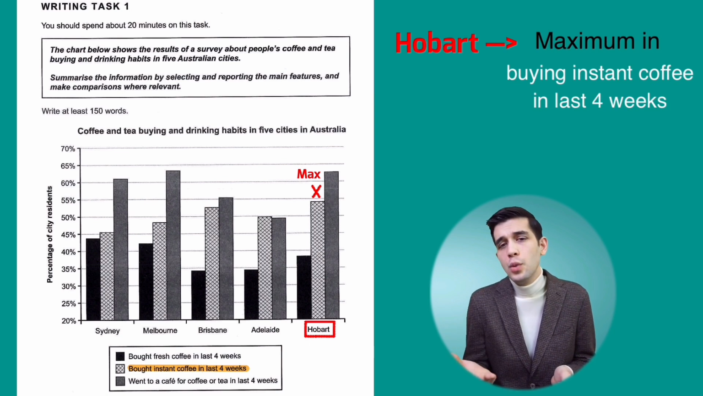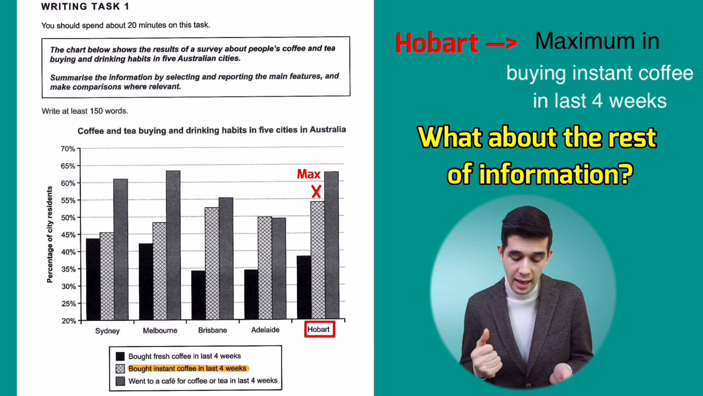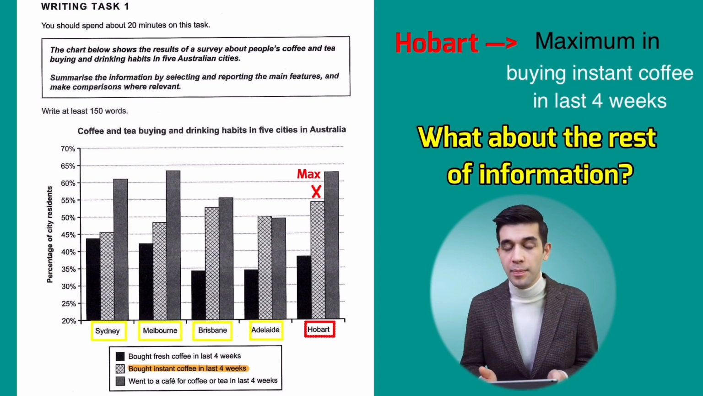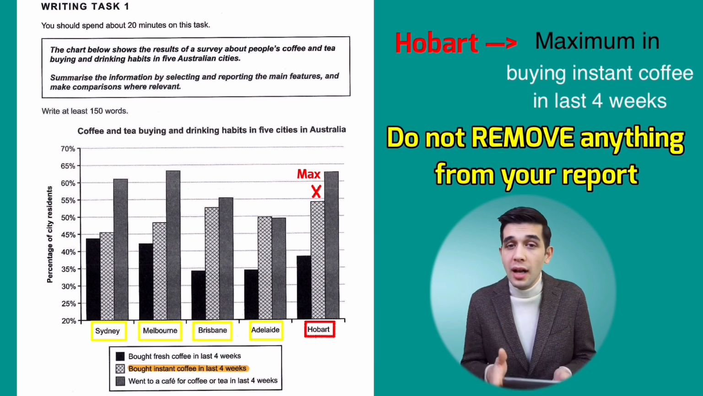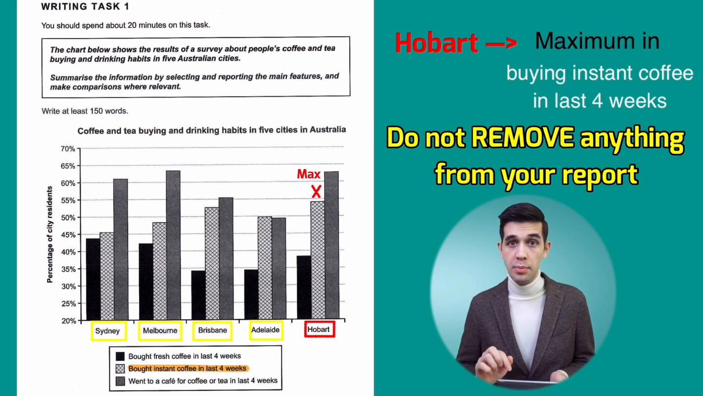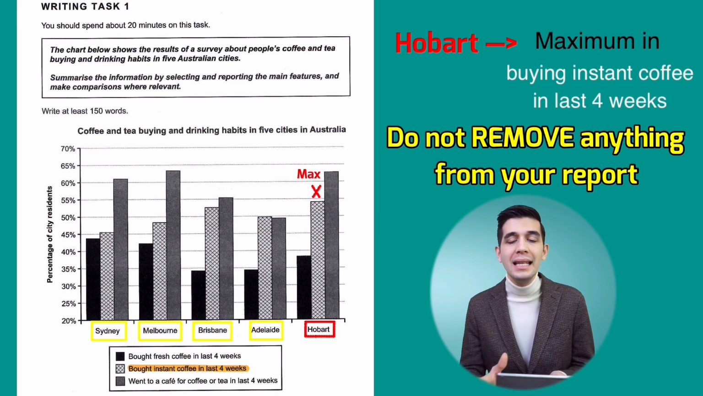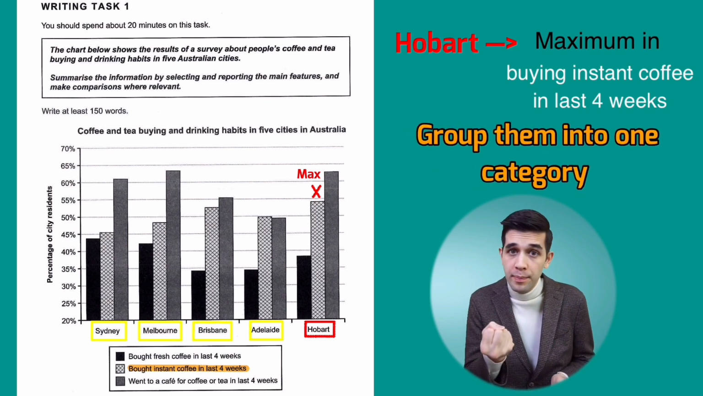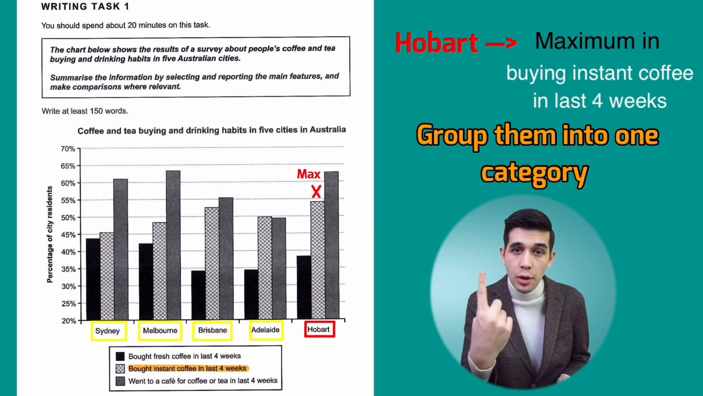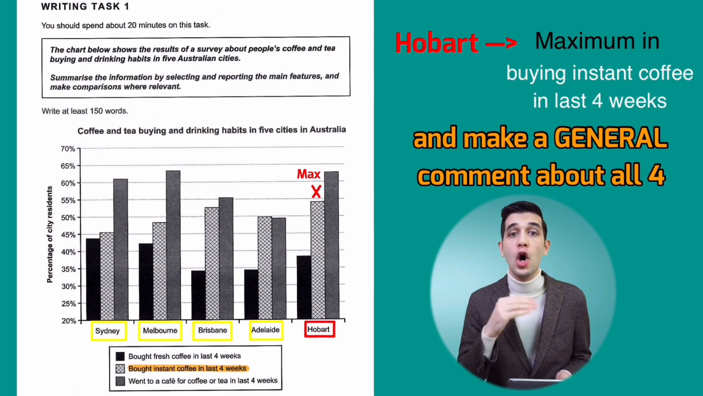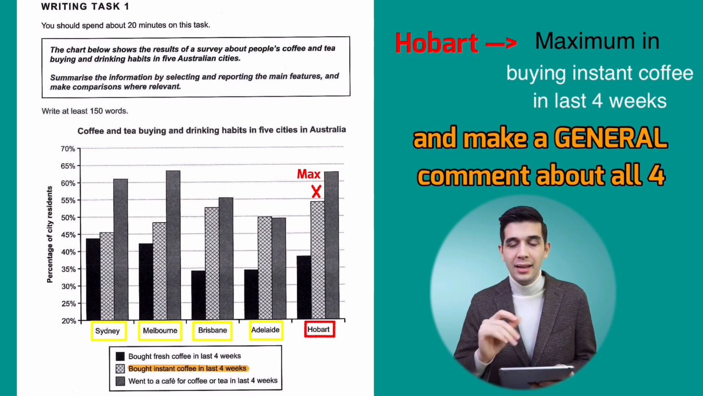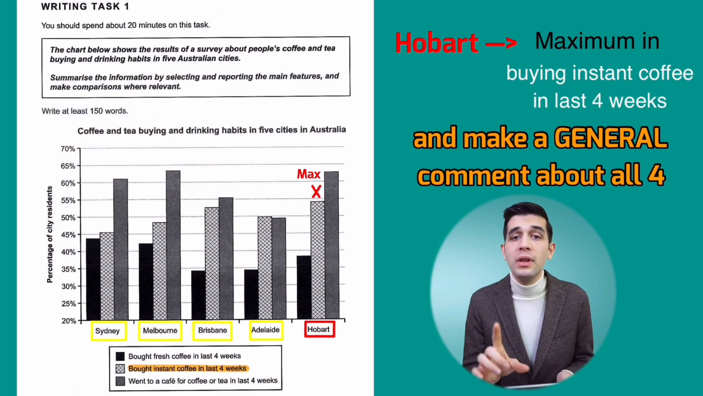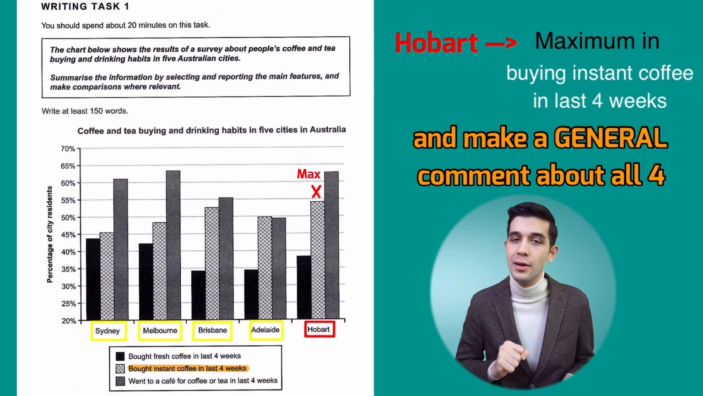Now, what should I do with the rest of the 4 pieces of information I have? Those of Adelaide, Brisbane, Melbourne, and Sydney. Should I omit those? No, no, no. You should not remove anything from your report. You should not omit any piece of information. So what should I do with them? Try to group them, categorize them into one category, and make a general comment about all 4 of them. In this way, instead of talking about each and every one of them, you will talk about all of them as one group. This is logical.